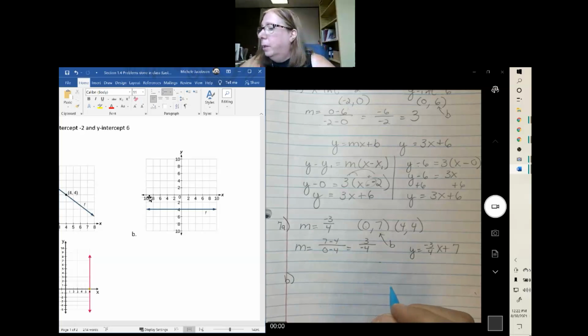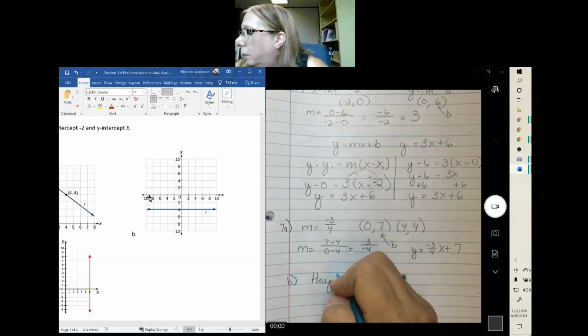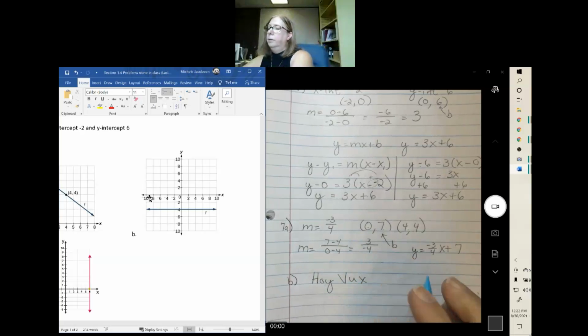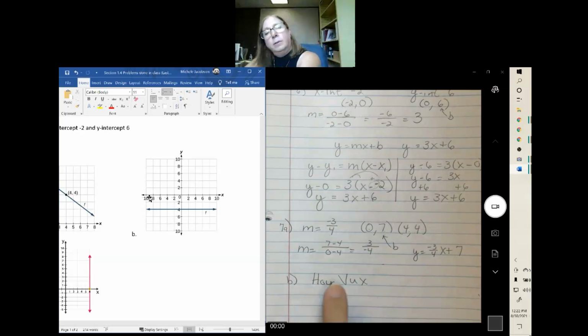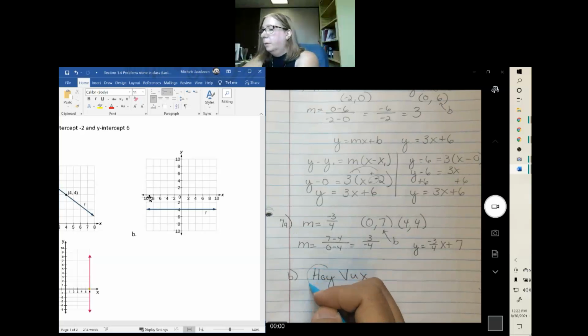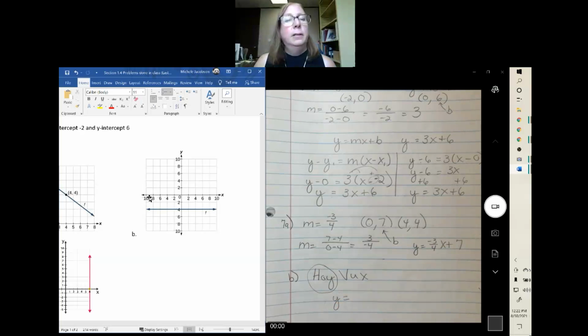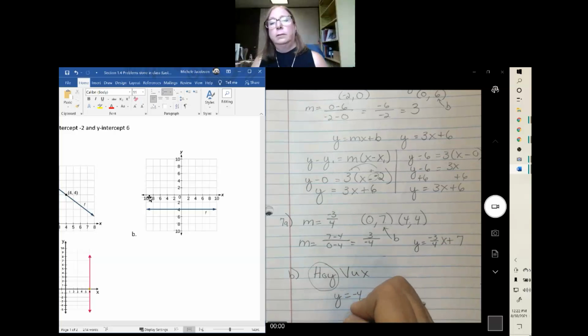This one's a special case, horizontal line. This one is a horizontal line, so it uses this. It's a horizontal line, the slope is 0, the equation is y equals whatever the y value is, and in this case it's a negative 4.